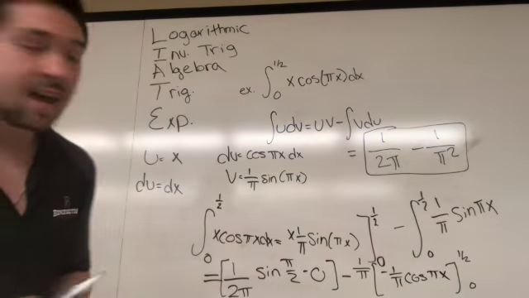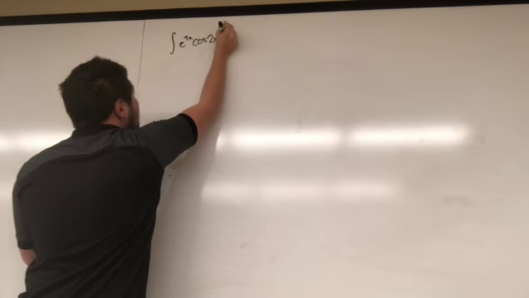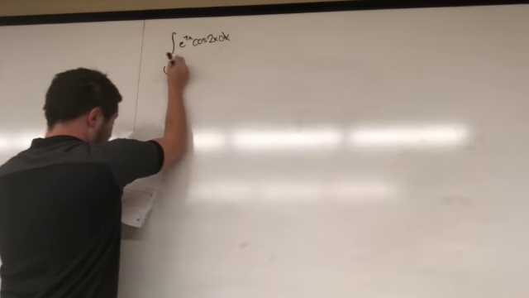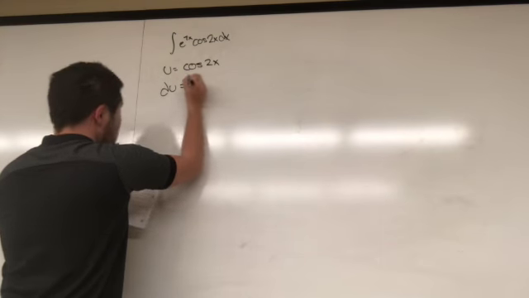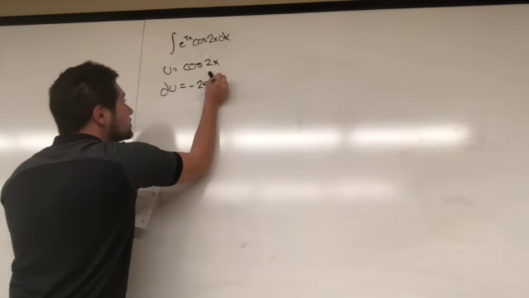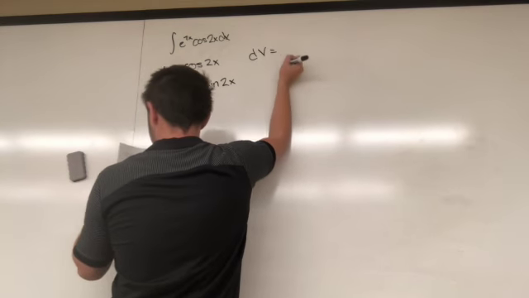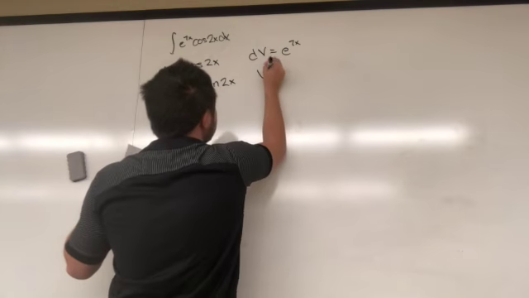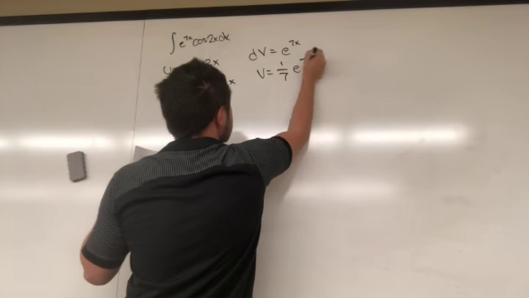All right, guys, last one. The integral of e to the 7x cosine 2x dx. All right, so you go through and we have u is equal to cos 2x, du is equal to -2 sine 2x, dv is equal to e to the 7x, and v is equal to 1/7 e to the 7x.